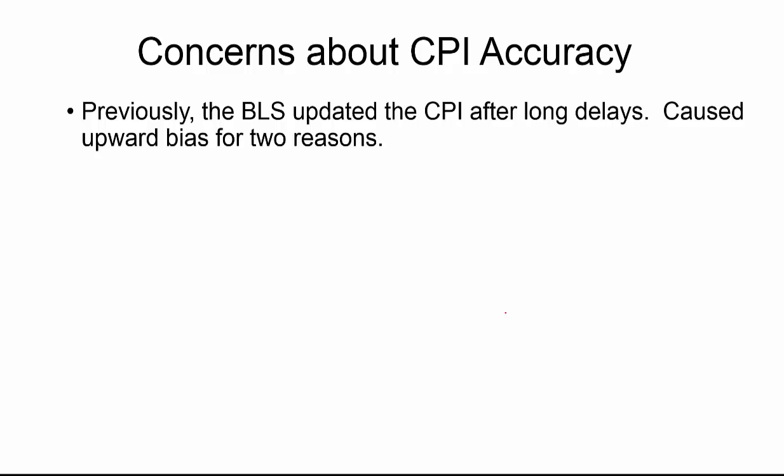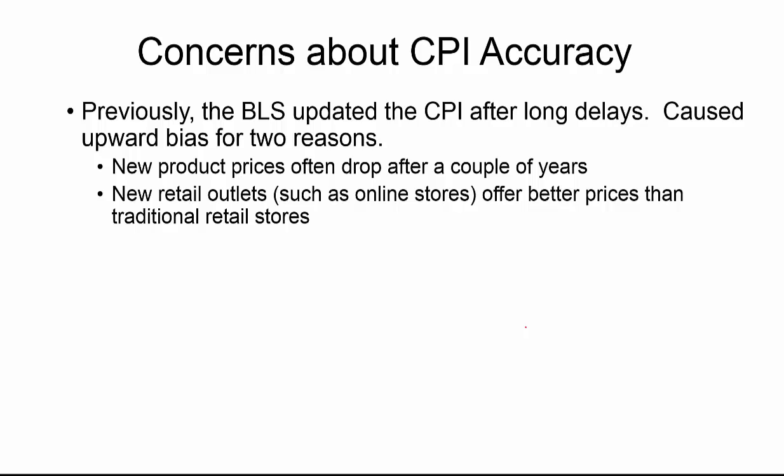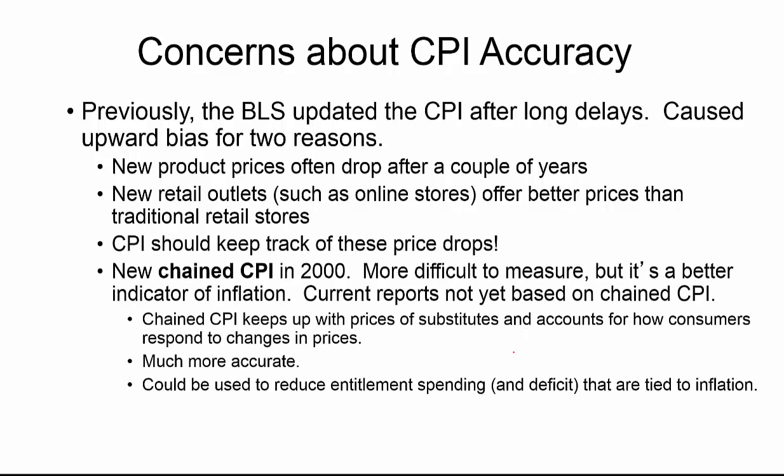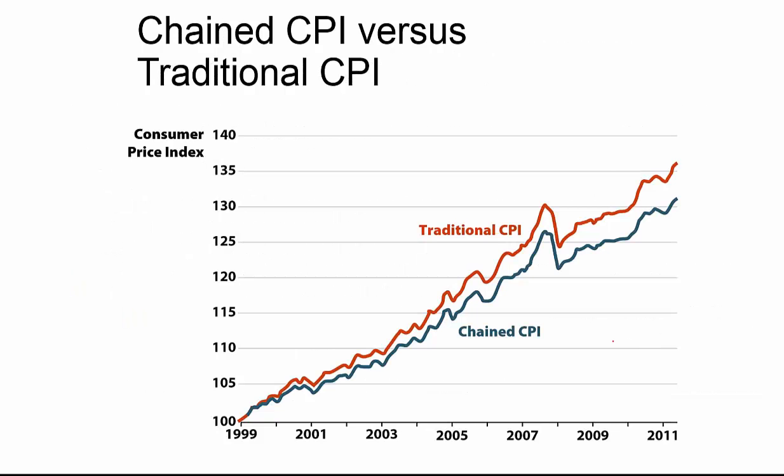So here's some more information. All right, we already dealt with these things, so we can deal with that. However, this is new. Okay, we do have the ability to create a different CPI, Consumer Price Index, that is chained. Now, what that means is it keeps up with the prices of substitutes and accounts for how consumers respond to changes in prices. So it's a much more accurate representation. However, it's more difficult. Okay. So we do use that.